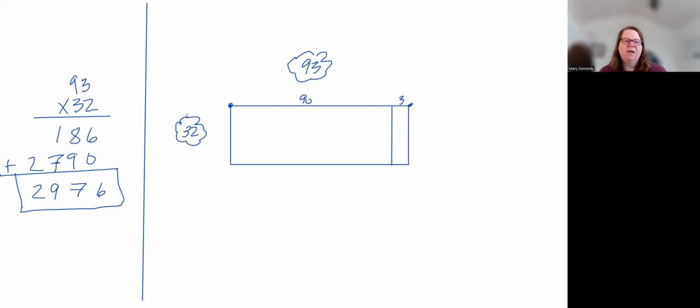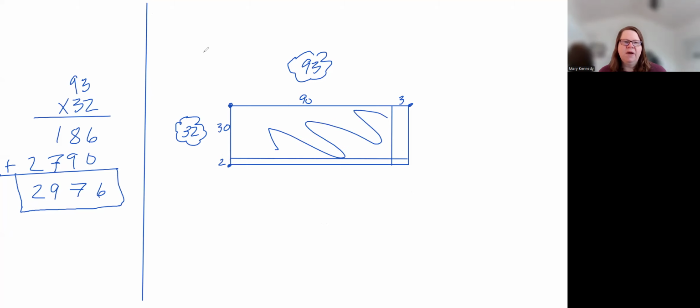And then over here, 32 from top to bottom, if this is 32, then the majority of that is 30, and I'm going to say 2 is right here. Something like that. It's kind of narrow to write it, but it'll be okay. Okay. So now let's think we've got 4 rectangles. Let's find the area of these 4 rectangles.